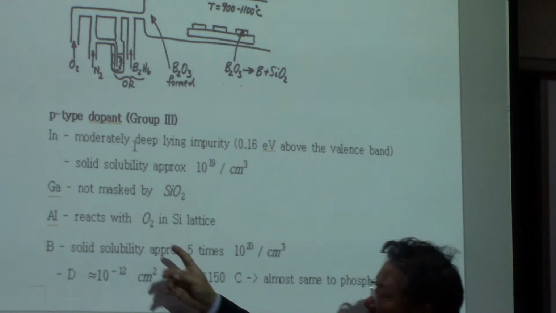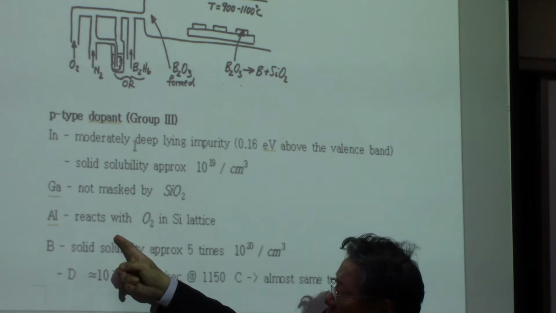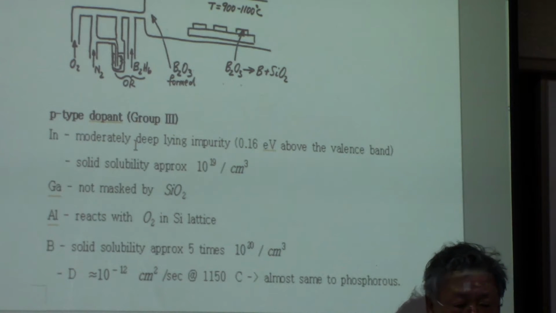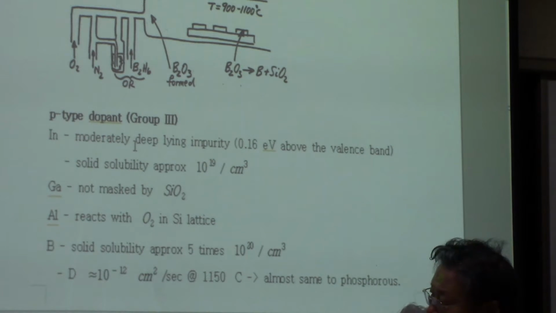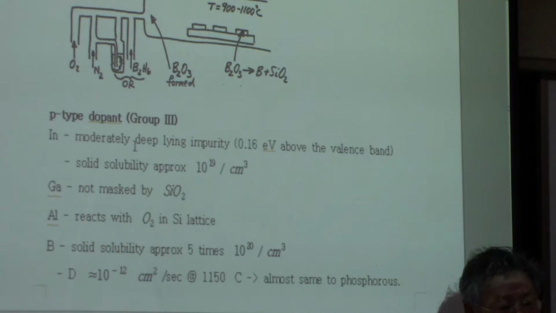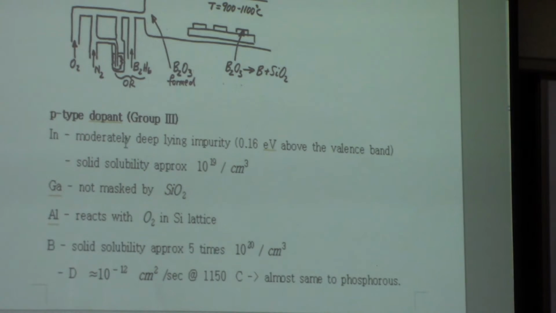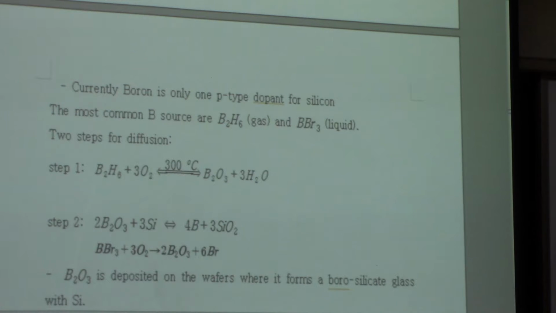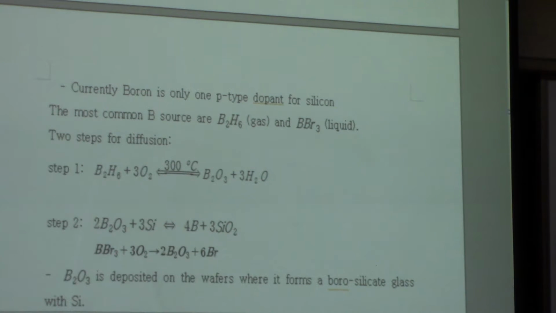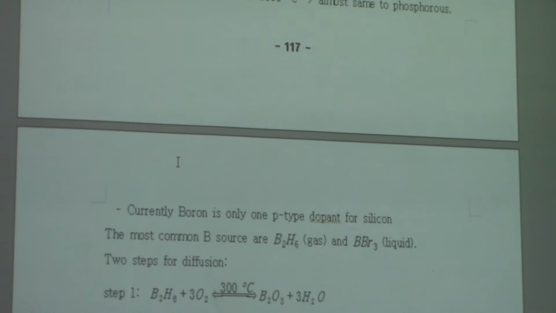So gallium cannot be used as a dopant, and aluminum ruins the silicon lattice when it is mixed with silicon. Only boron has a high solubility limit and a relatively high diffusion coefficient, so that during the drive-in we can have a considerable junction depth. And so for p-type, only boron is used in industry these days.